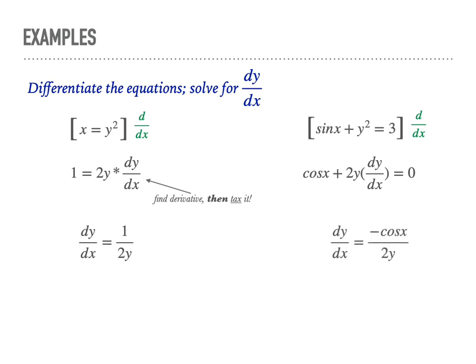And then we move cosine of x to the right-hand side, which makes it negative cosine of x, divided by 2y. So we get dy over dx equals negative cosine of x over 2y.